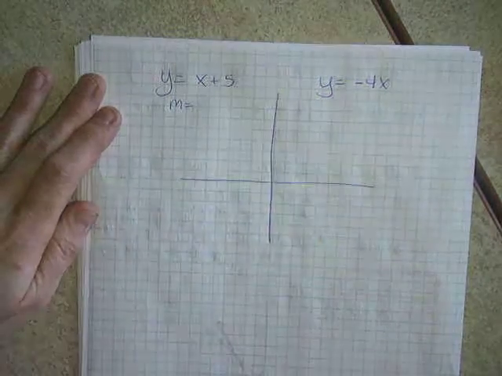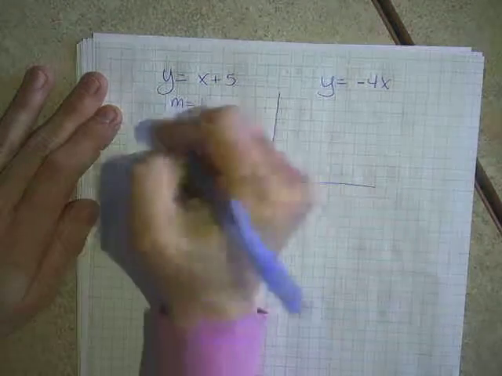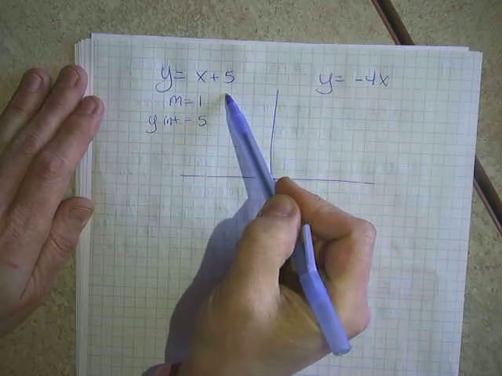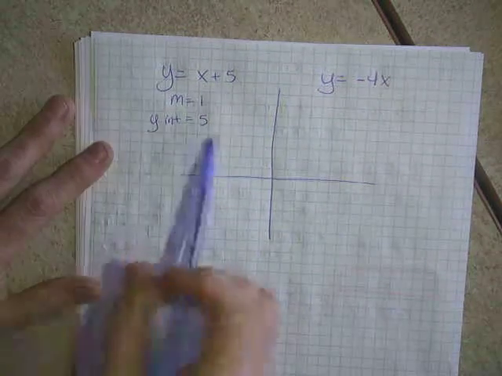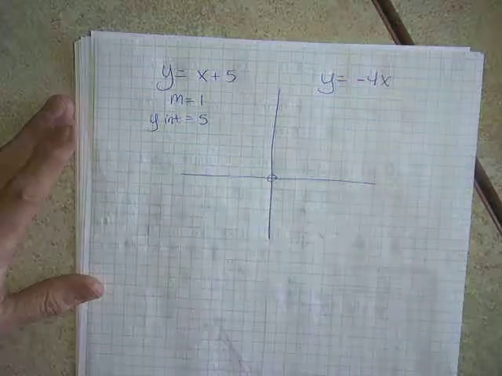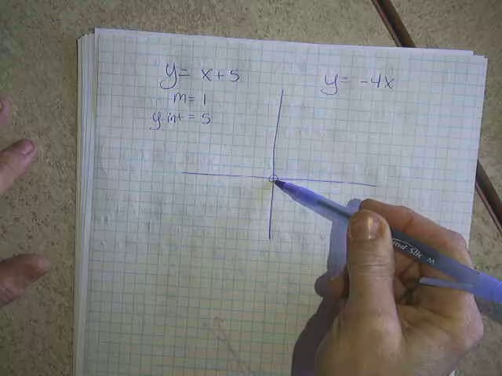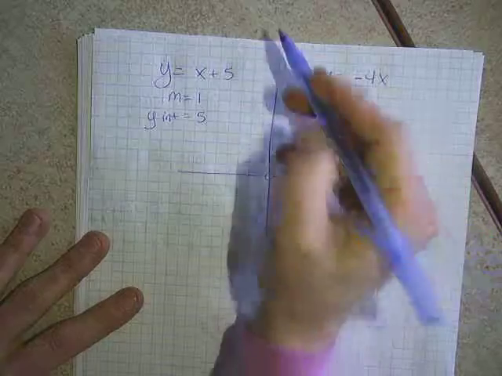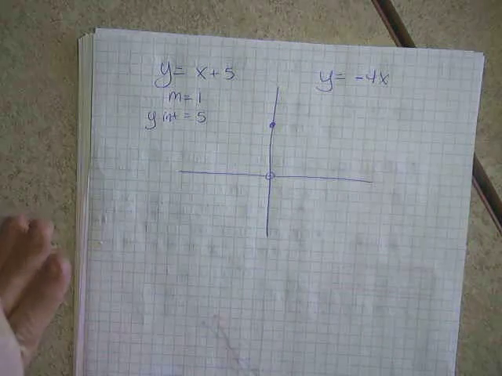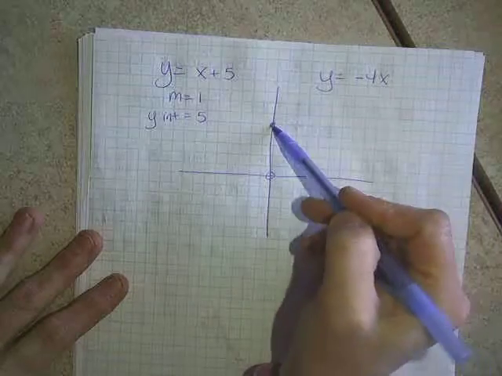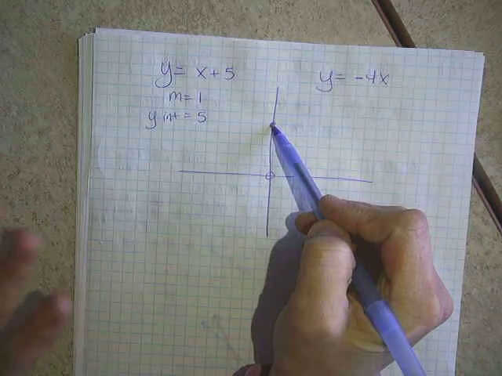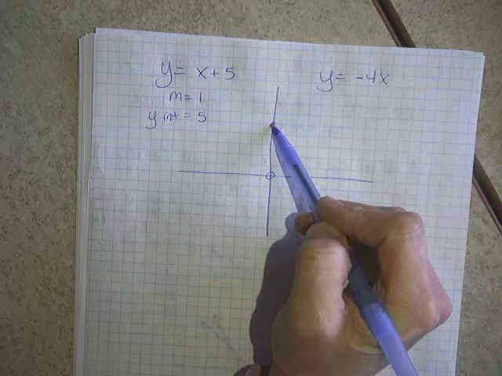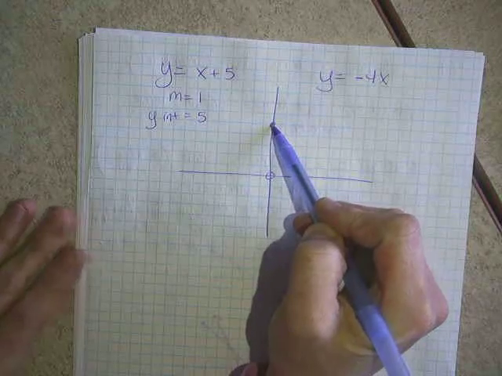What is my slope for the one on the left? It's 1. There's nothing in front of the x, so my slope is 1. And my y-intercept is 5. And I always start at that intercept, right? So Michael, where is my y-intercept? Where do I go to find it? +5. Up, down, right, or left? Up. Okay, so 1, 2, 3, 4, 5. I put a point because those intercepts should be right on the axis.